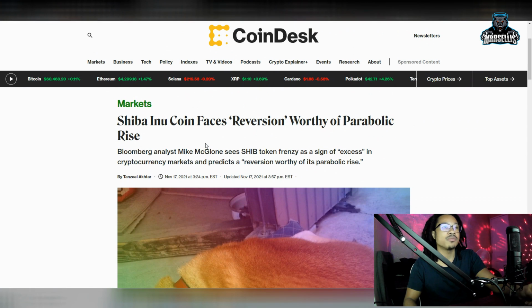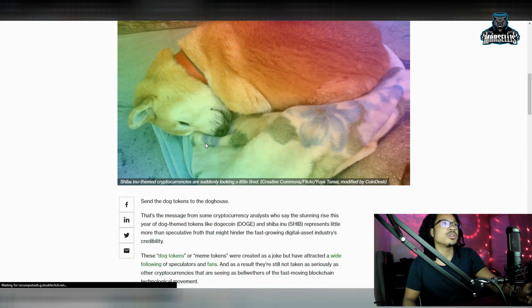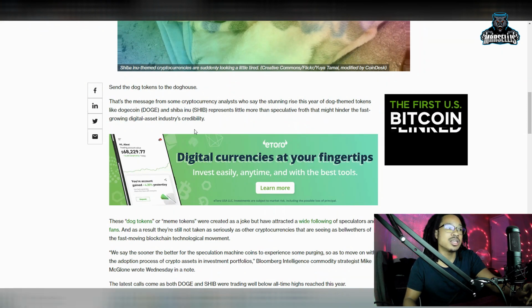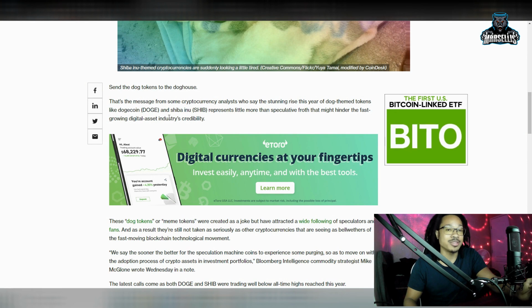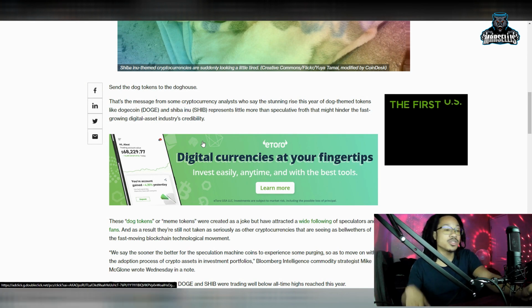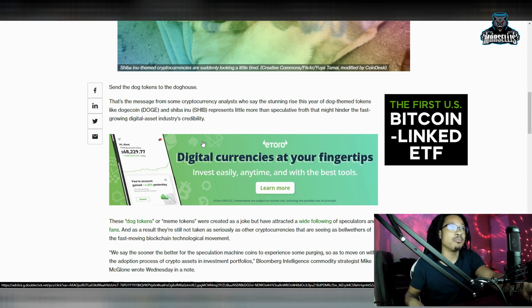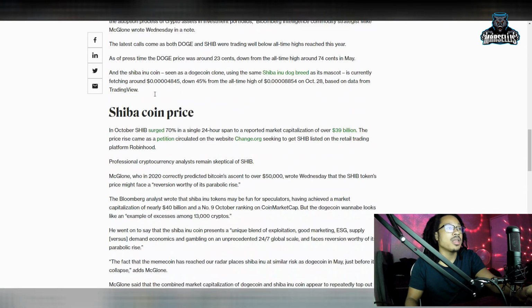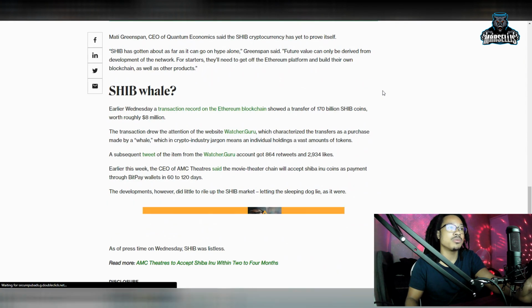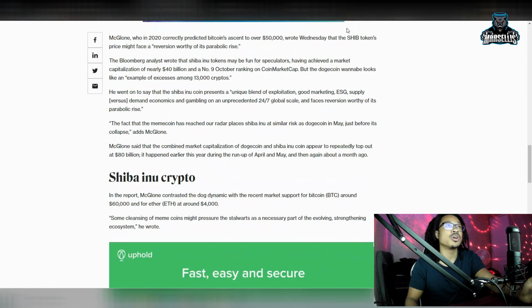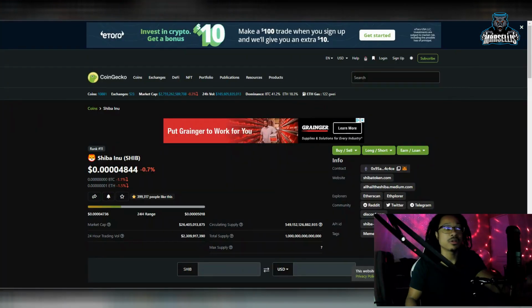Shiba Inu coin faces reversion worthy of parabolic rise. So we could see some parabolic rise, or we could see parabolic downtrends. It just all depends on what happens inside the overall crypto market at this point. Because if we get more FUD, fear, uncertainty, and doubt in crypto, then we're going to get more downtrends. But anyways, we had a lot of stuff to go over today, so this video is getting a little bit longer and I'm going to end up stopping it short here.